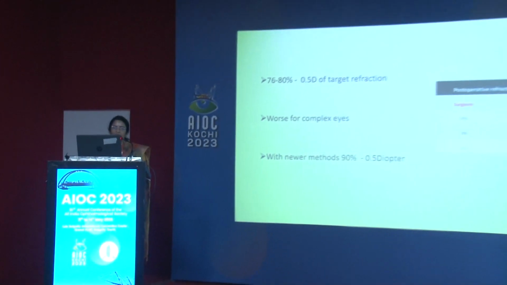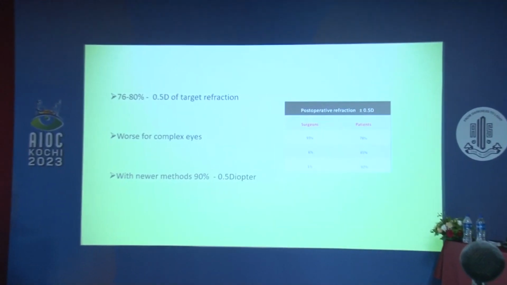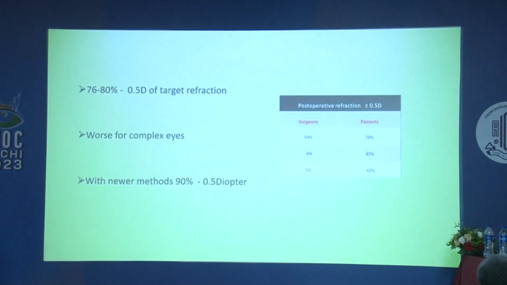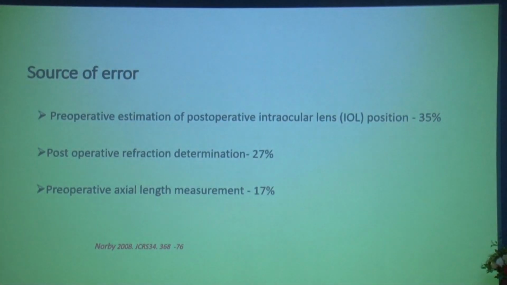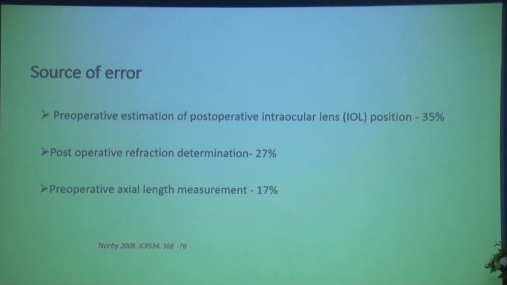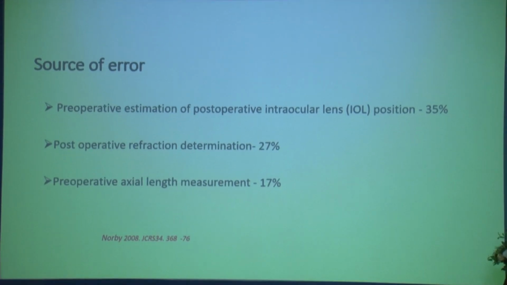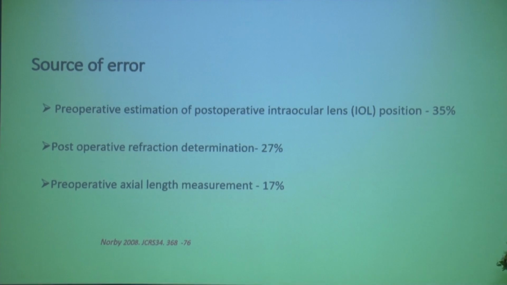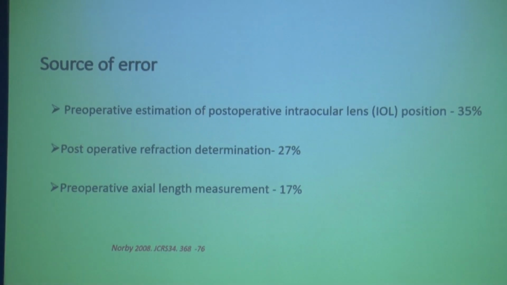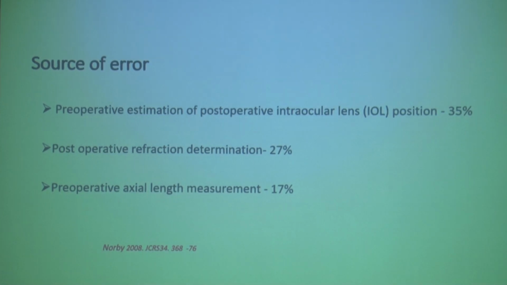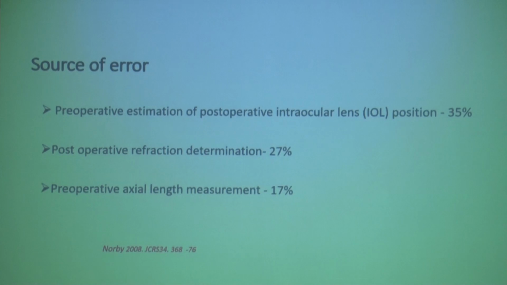So with newer methods, today we can achieve around 90% accuracy of within 0.5 diopter of target refraction in 90% of patients. Now, Norrby et al. in 2008 studied the source of error in the refractive outcome of cataract surgery and found that the preoperative estimation of effective lens position was the most common source of error, followed by postoperative refraction and axial length measurement.